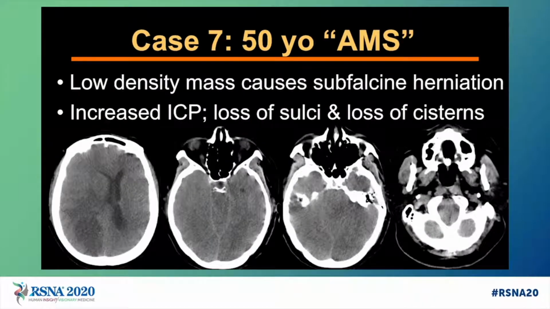Case 7. This is a 50-year-old who came to the ED with altered mental status. The non-contrast CT shows me a patient who's in real trouble. The first thing you see is a low-density mass causing subfalcine herniation. And then my eye moves caudally to look at the brainstem, and we see that not only do we have loss of sulci, but we have loss of cisterns at the base of the brain. So this patient is in trouble.